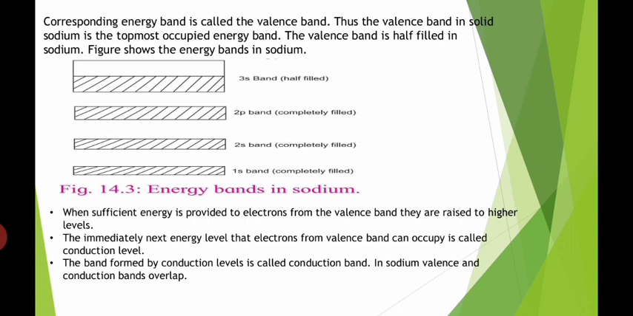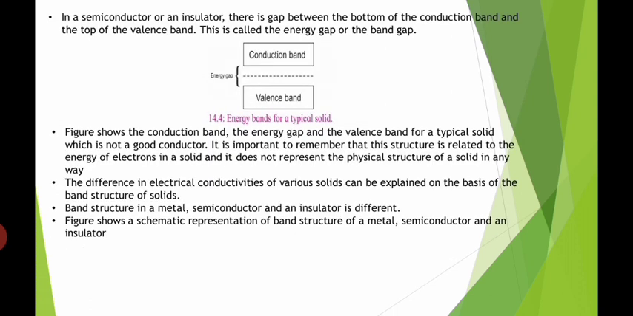When sufficient energy is provided to electrons from the valence band, they are raised to higher levels. The immediately next energy level that an electron from the valence band can occupy is called the conduction level. The band formed by the conduction level is called the conduction band. In sodium, the valence and conduction bands overlap. In a semiconductor or insulator, there is a gap between the bottom of the conduction band and the top of the valence band. This is called the energy gap or band gap.